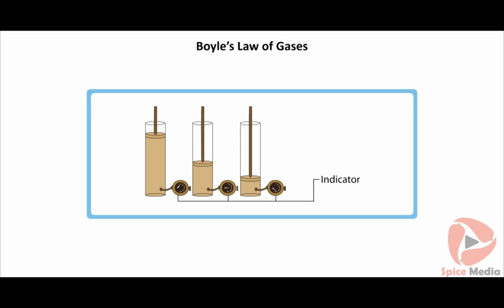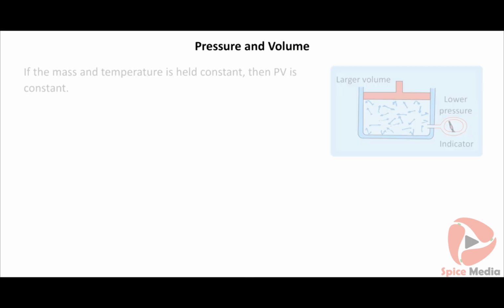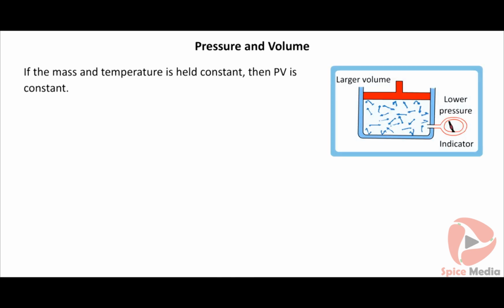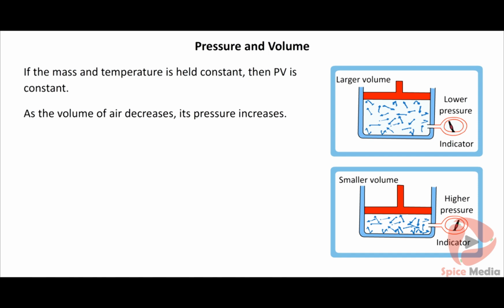Sudden change in pressure increases the temperature. Hence, compression or expansion should be done slowly. If the mass and temperature are held constant, then PV is constant. As the volume of air decreases, its pressure increases. Any gas which is subjected to change in pressure must obey Boyle's law and respond with a corresponding change in volume.